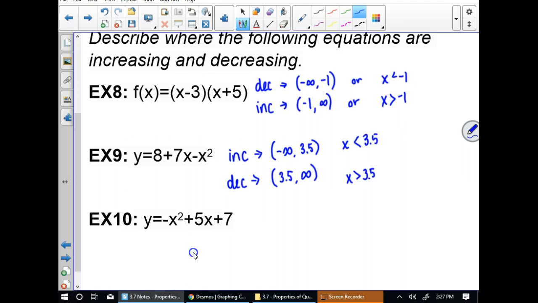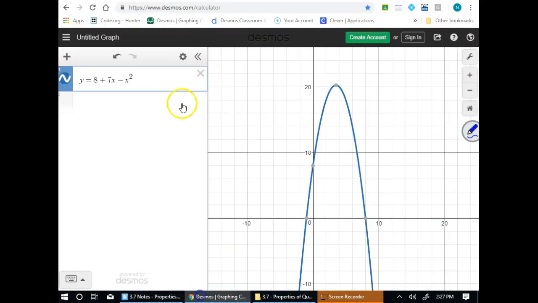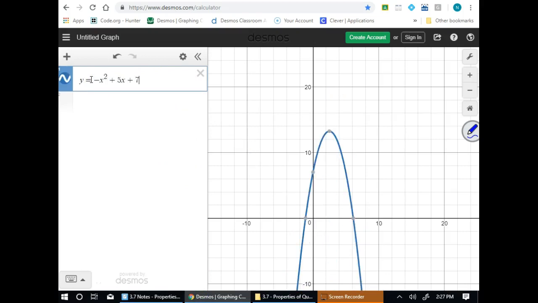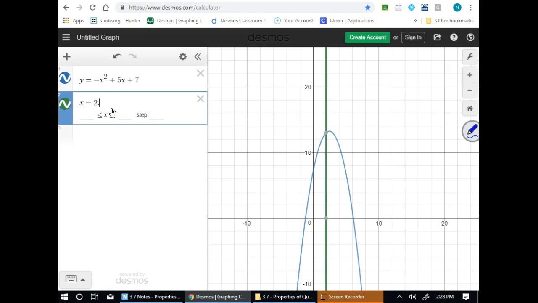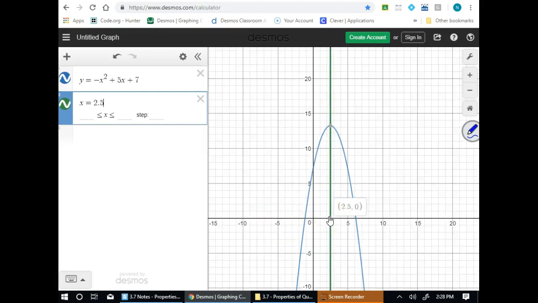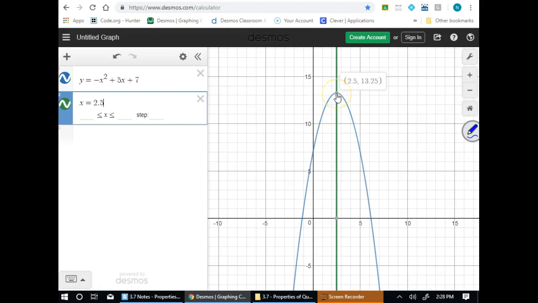Okay, let's look at this next one. -x squared plus 5x plus 7, and that gives us this graph that we see here. This time we have a vertex at 2.5, 13.25. We're only worrying about the x values. Like if I put x equals 2.5 here, this splits the graph. So anywhere from negative infinity all the way up to 2.5, we see the function is increasing, and then anywhere from 2.5 to infinity, the graph decreases.